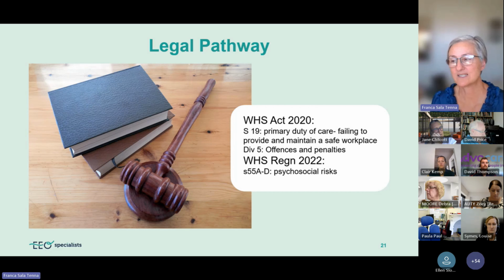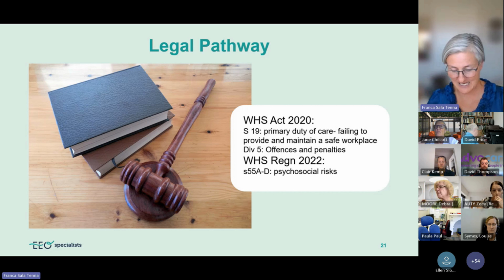Our work health and safety regulations are where they talk about psychosocial risks. So I'm just trying to give you an understanding of how the pathway to end up being investigated by WorkSafe might come. It's through the primary duty outlined in Section 19.